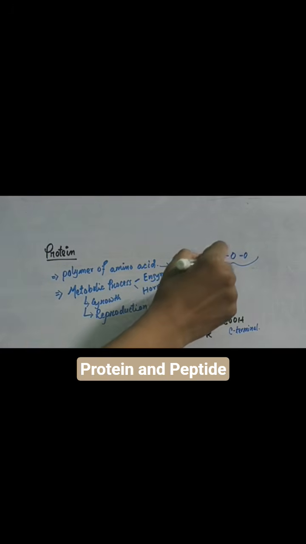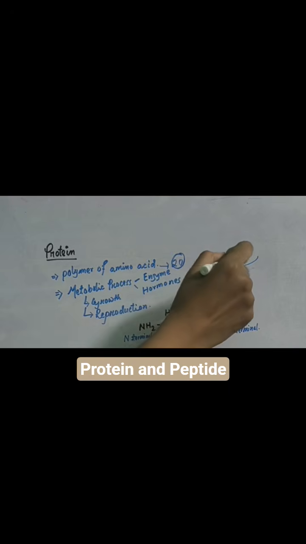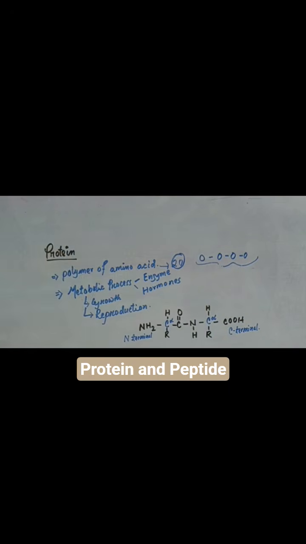So here, if these are the monomers of amino acids, and these monomers attach, they finally form the polymer, and this polymer is basically the protein structure.